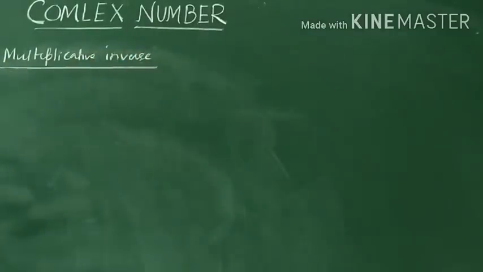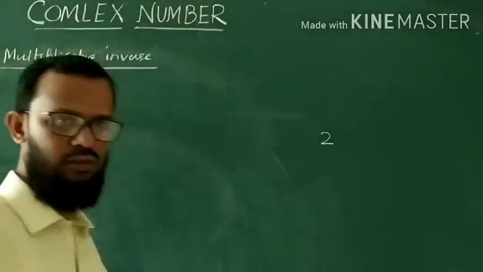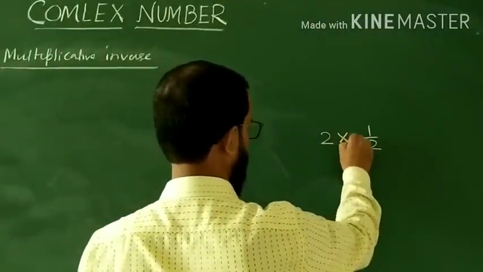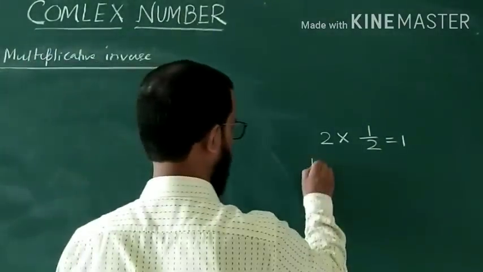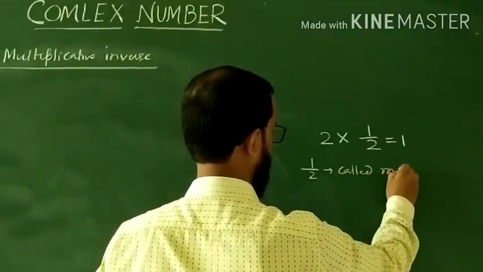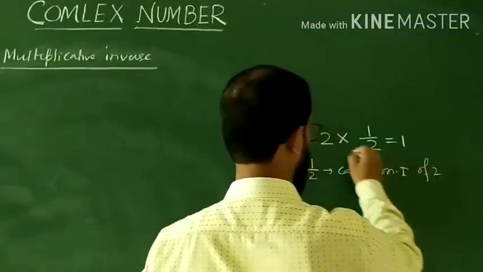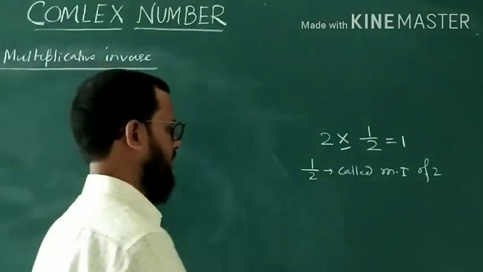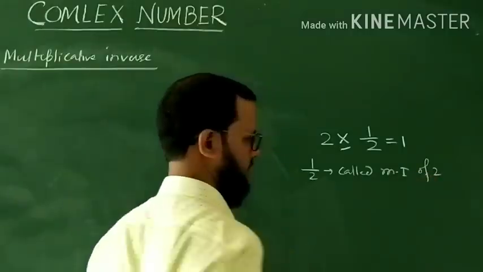What actually is a multiplicative inverse? Suppose 2 is a number. What is the reciprocal of 2? The reciprocal of 2 is 1 by 2. If you multiply them, the result is 1. In such cases, half is called the multiplicative inverse of 2. Because multiplication is there, that's why it is called multiplicative inverse. Half is called the inverse of 2, and it is called the multiplicative inverse of 2.